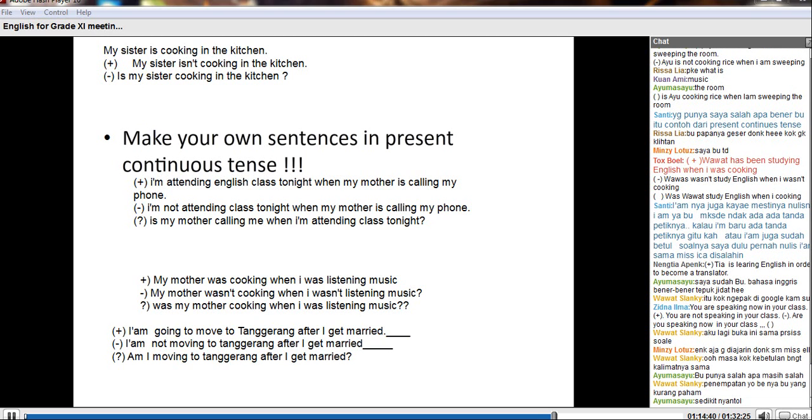Jadi kalimatnya tuh patternnya ya, rumusnya itu adalah subjek plus to be plus verb plus ing. Ya. Jadi to be-nya itu setelah subjek kalau itu kalimat positif. Kalau kalimat negatif, subjek.